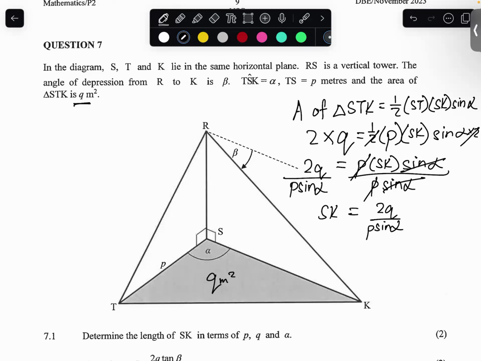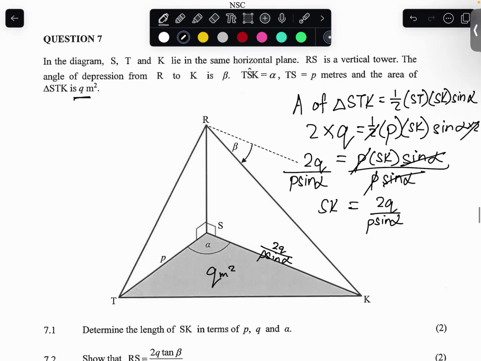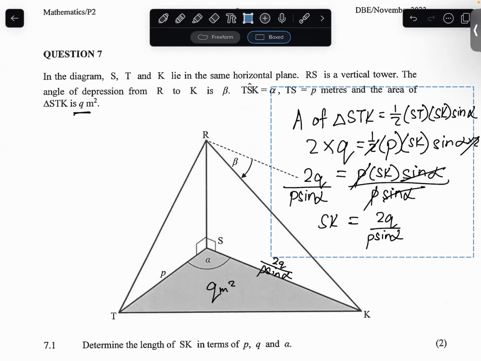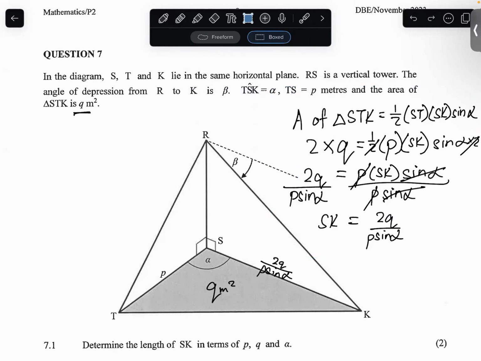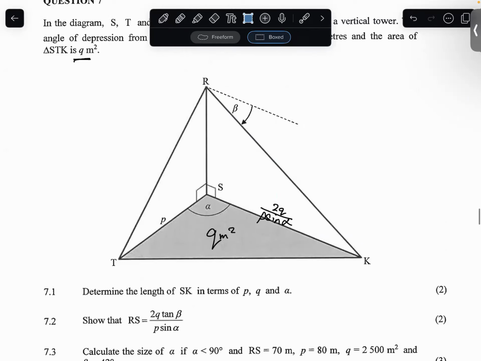And so here I'm going to put it on my diagram. 2Q over P sine alpha. All right. Okay. That's that one. Remember, you can use the area rule to find a side or an angle as long as you are given the area. All right. Okay.